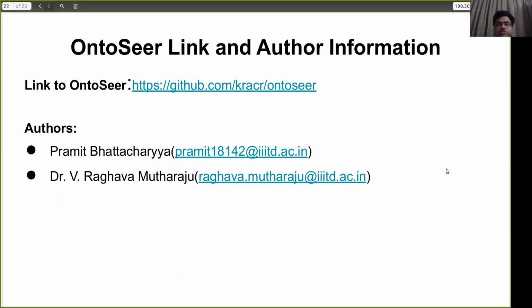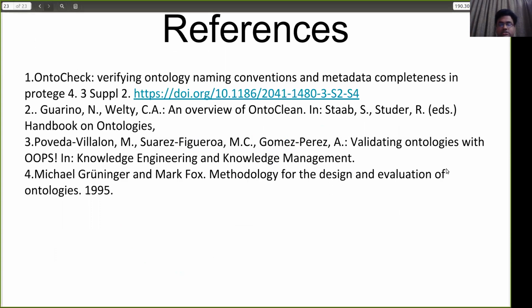Ontosphere is available at the following GitHub link, and these are the complete recommendations.